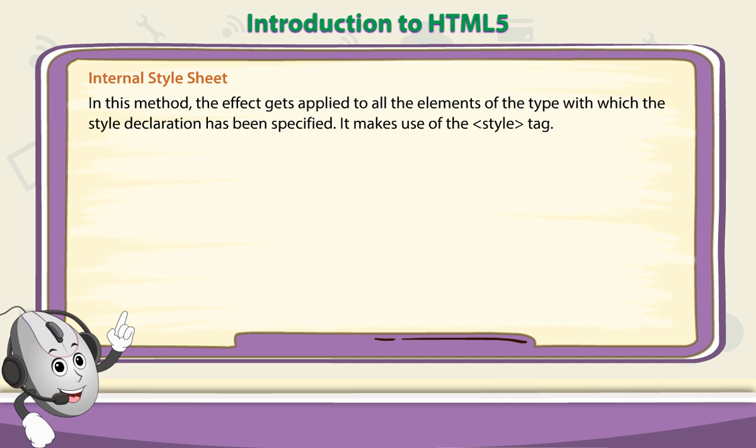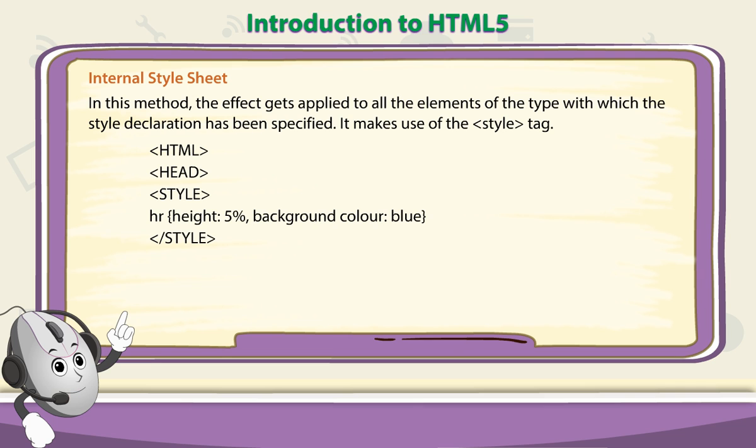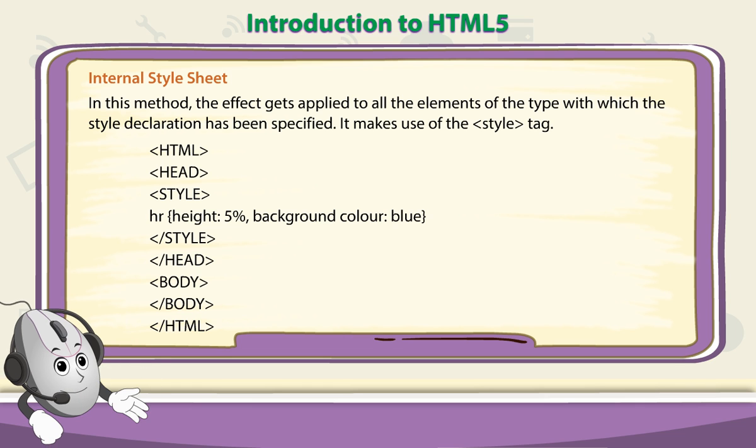Internal style sheet. In this method, the effect gets applied to all the elements of the type with which the style declaration has been specified. It makes use of the style tag. HTML, head, style, HR, height is 5%, background color blue, /style, /head, body, /body, /HTML.